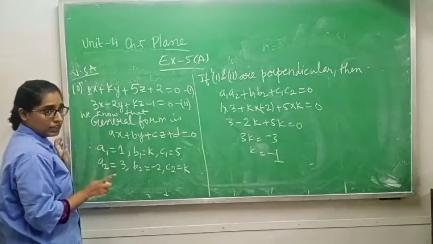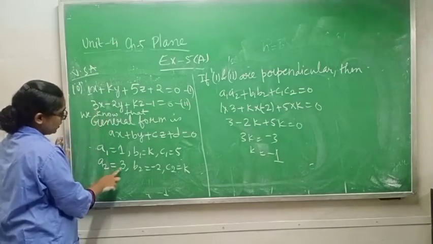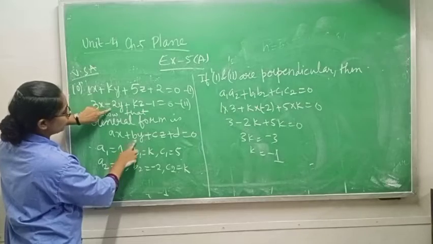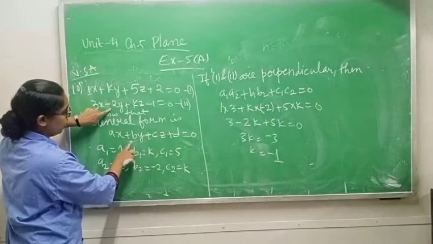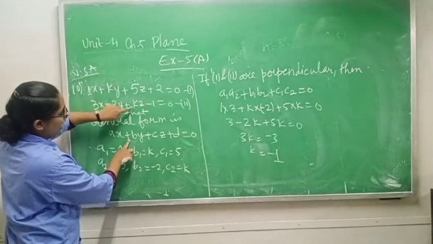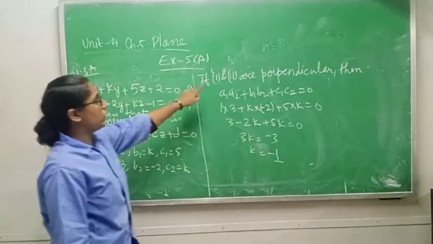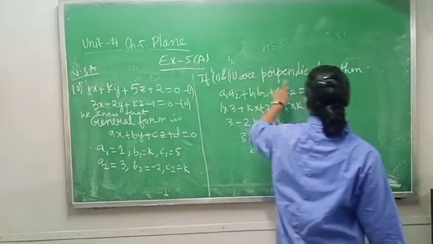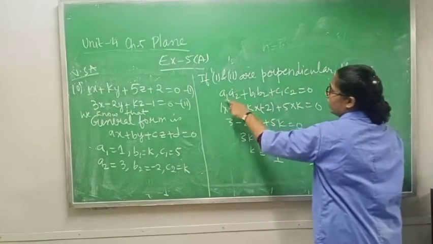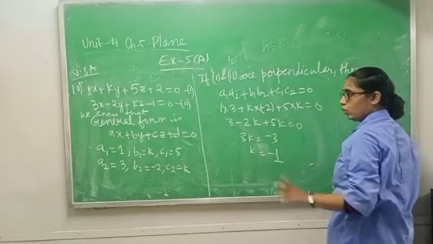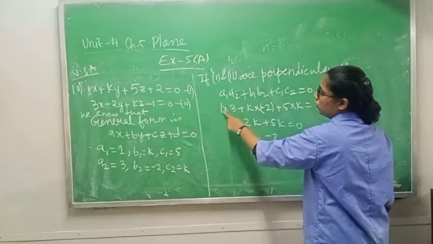Okay, and both are perpendicular. So A2 value is 3, B2 value is minus 2. Why minus 2? Because in the general form there is no minus sign. And C2 value is k. Okay. If equation 1 and equation 2 are perpendicular, then A1 A2 plus B1 B2 plus C1 C2 equals to 0. This one you know. Now what I will do, I will put in only the values.